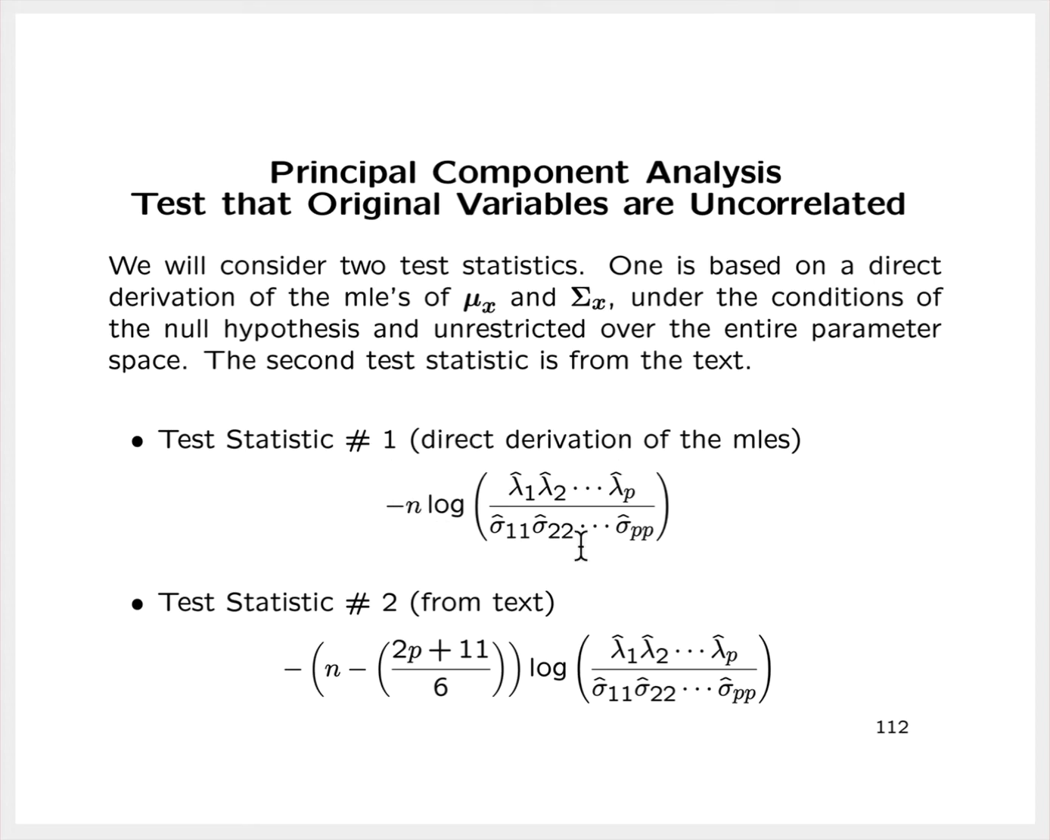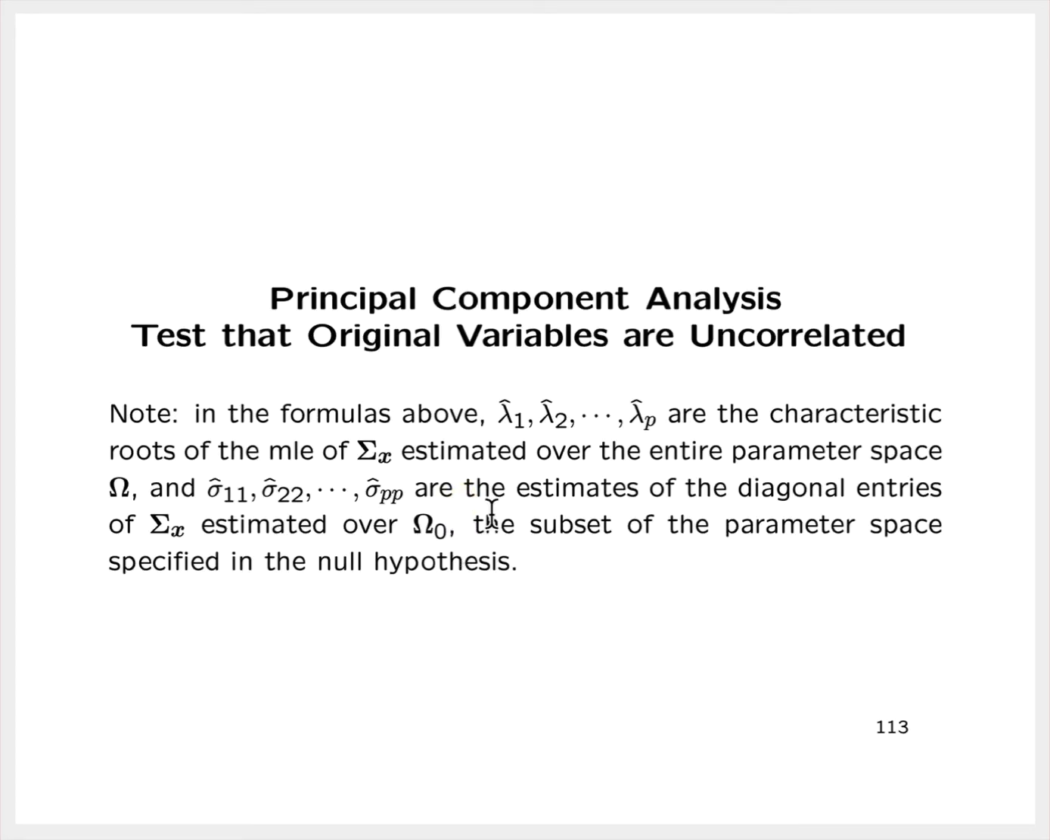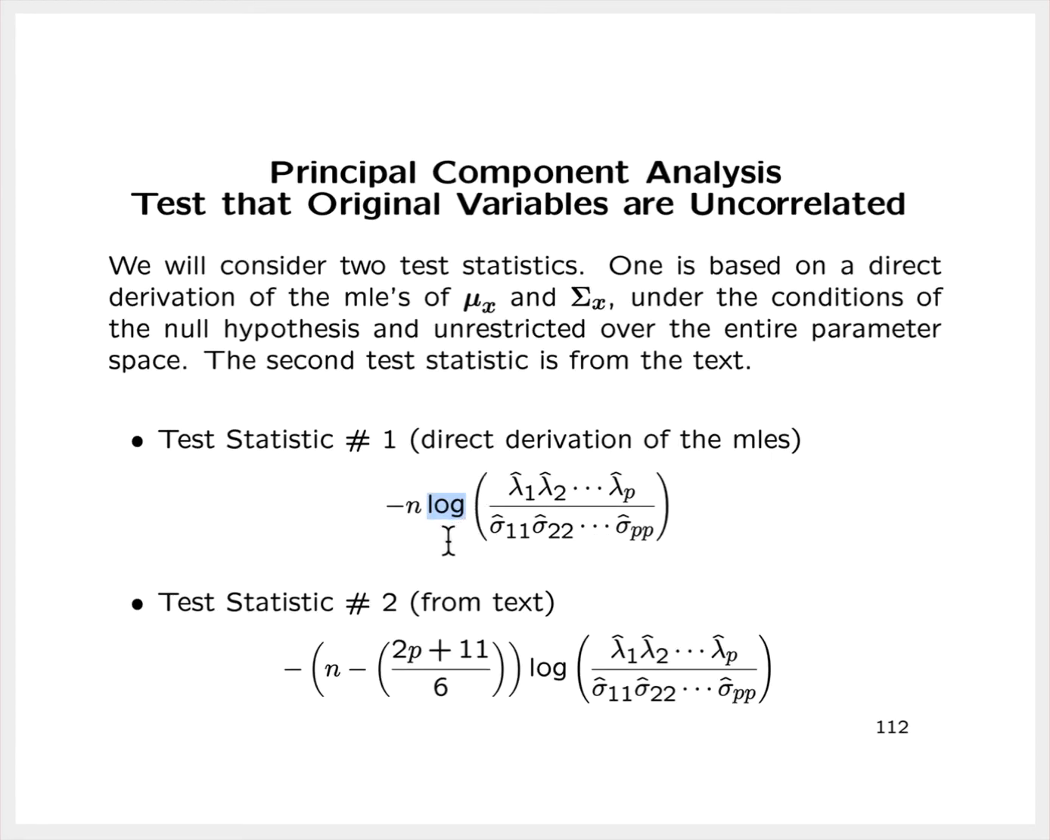Then according to this formula, we multiply the lambda hats together. We multiply the sigma hats together. We take the ratio of those two products. Then we take the natural log of that ratio, and then we multiply that natural log by minus n. Again, let me emphasize that this is the natural log, not log base 10. If we meant log base 10, we would put 10 down in the subscript.